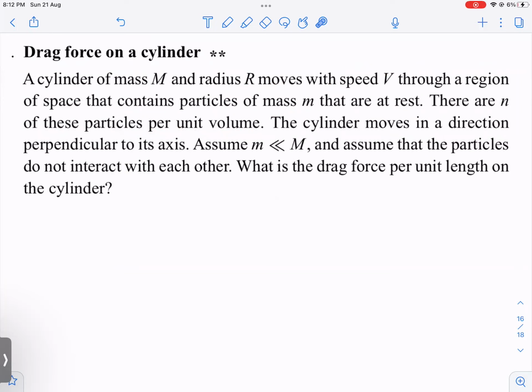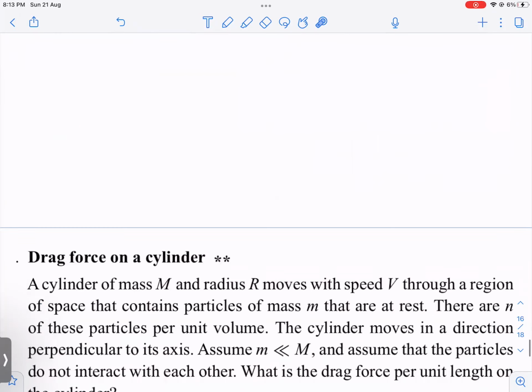Number density is given. The cylinder moves in a direction perpendicular to its axis, and assume that small m is very, very small as compared to the mass of the cylinder, and assume that particles do not interact with each other. Then what is the drag force per unit length on the cylinder? Okay, so let us see how we solve this problem.